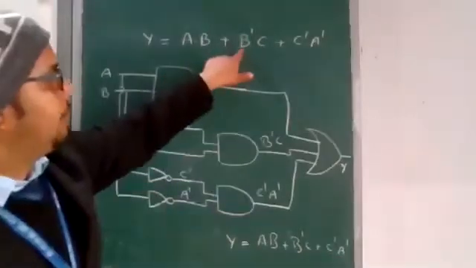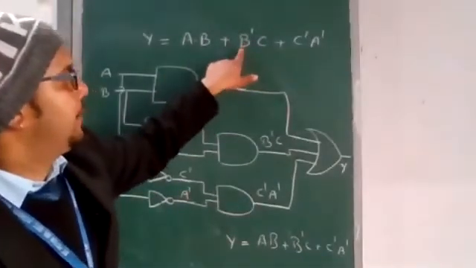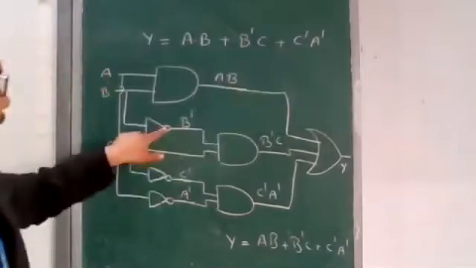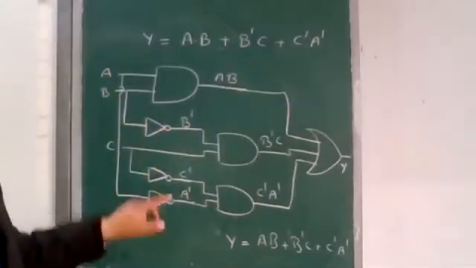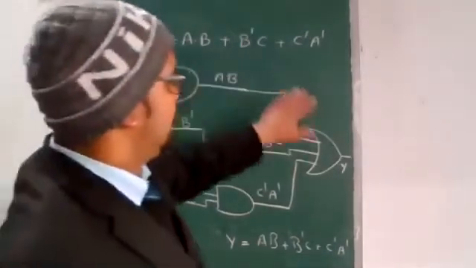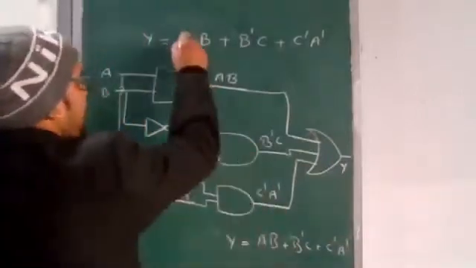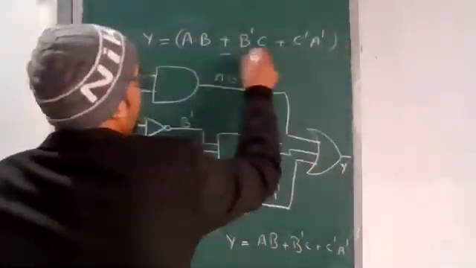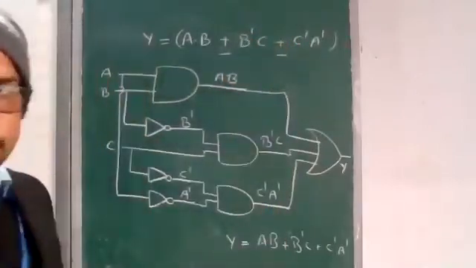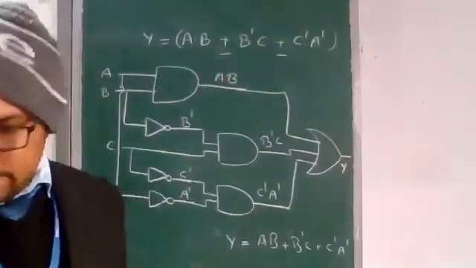How many NOT gates? 3 NOTs, for B, C and A. So 3 NOT gates. And the final result we get with the help of an OR gate, because the last expression is with an OR gate. Plus sign is there. Is it clear?